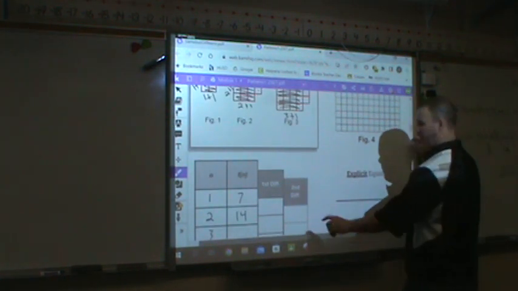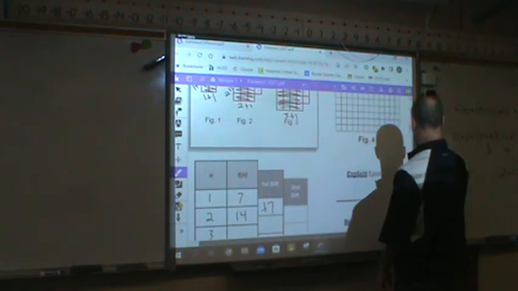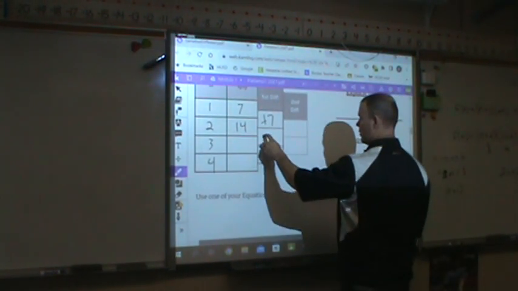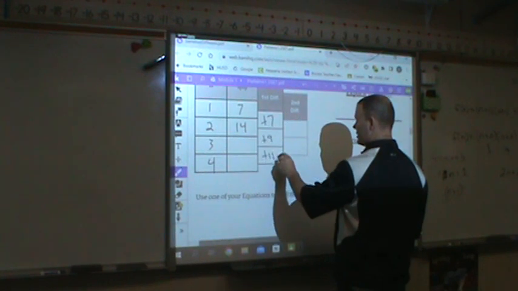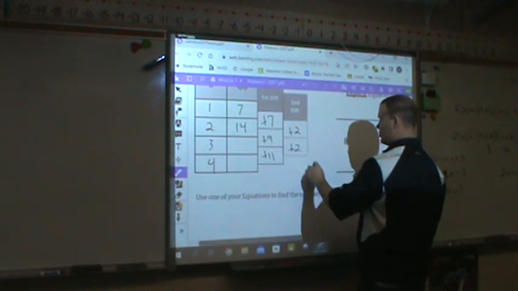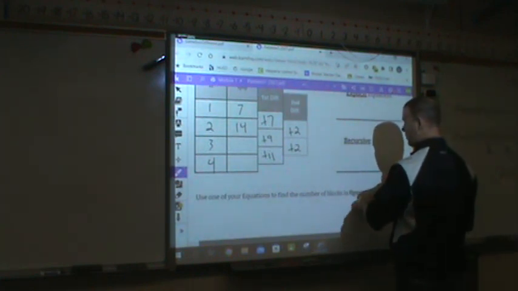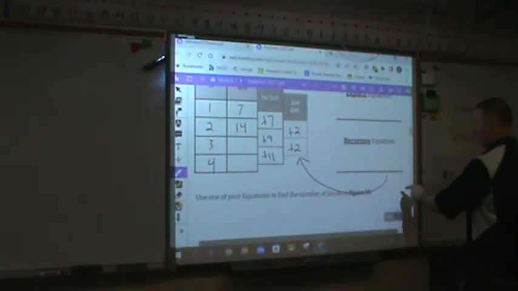All right, so my first difference is plus 7. So I'll finish filling it out and come back. You should have plus 9, plus 11, plus 2 is the second difference. So when we get to the recursive equation, that's going to come in handy.